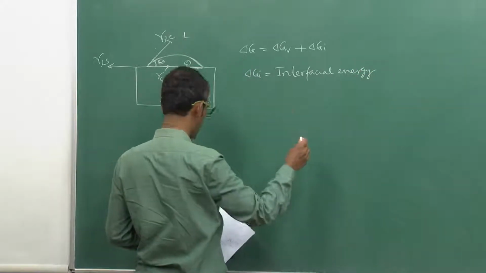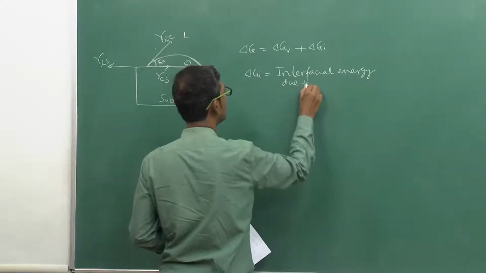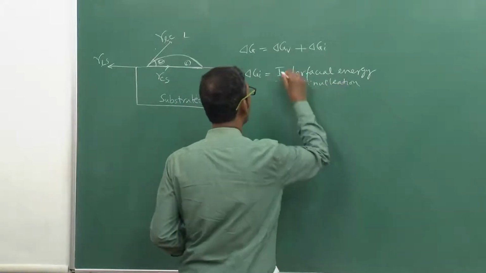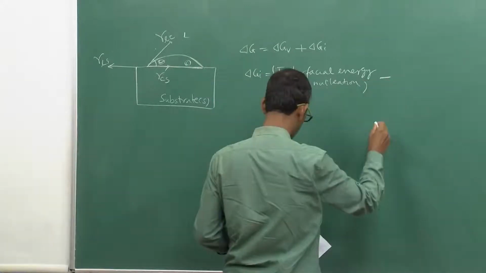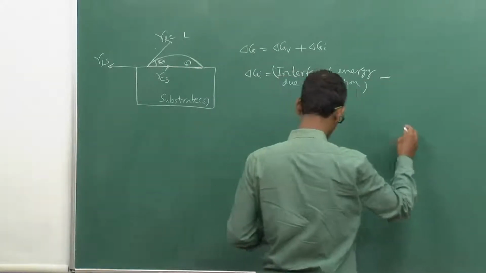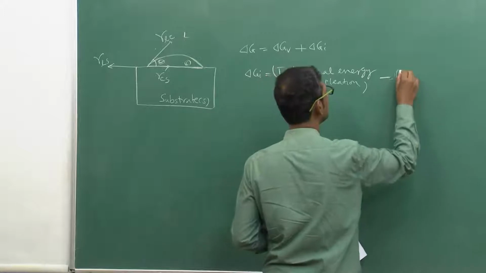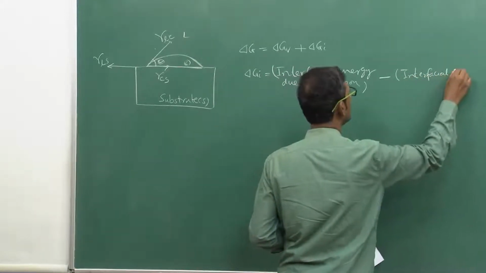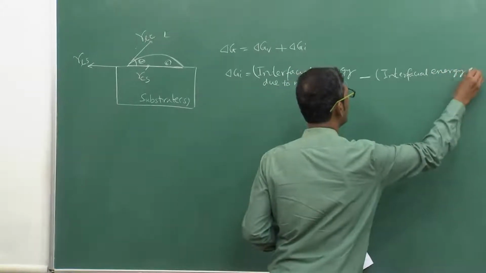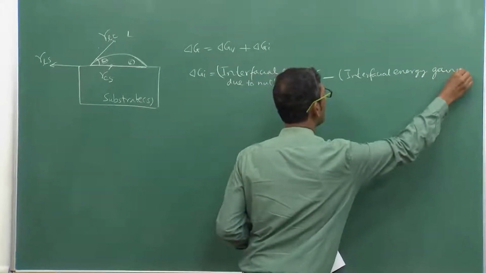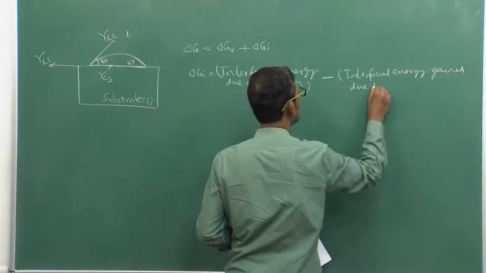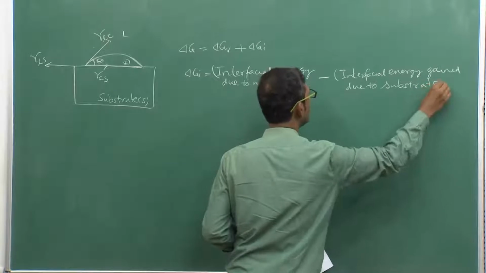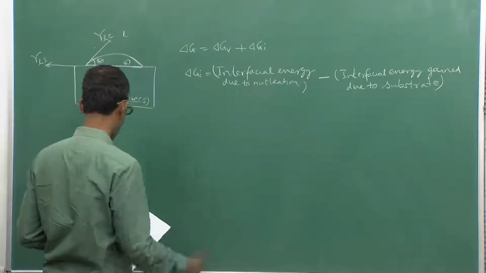It is energy due to nucleation, minus interfacial energy gain due to the substrate. That's the gain because of the nucleation. So how can we write that down?